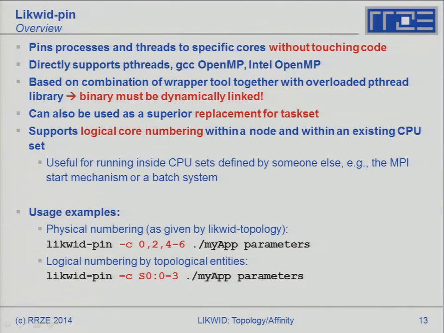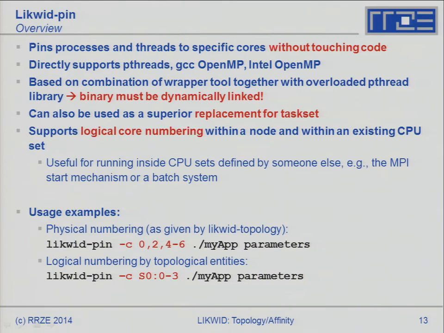It overloads that call, intercepts it, and then it pins the new thread to a core which is given in a list. Okay? The prerequisite for this is the binary must be dynamically linked. It does not work out of the box for static binaries unless you link the LIKWID library to the binary. That's also possible. But out of the box, without touching the make process and your code, it only works with dynamic binaries.